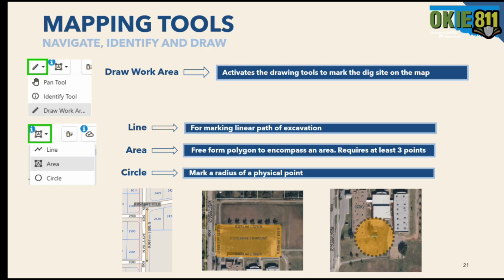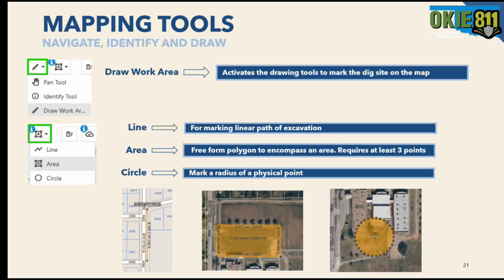And those drawing tools, there's 3 of them available. We have a line tool. So that's for marking a linear path of an excavation, like pipelines, roadway work, stuff like that, where it's a single path. And then an area tool is the freeform polygon, which encompasses an area, and that is the default marking tool. That's the one that's always going to come up first.